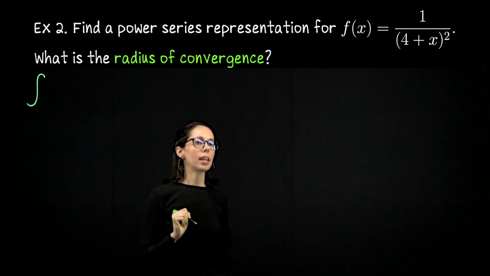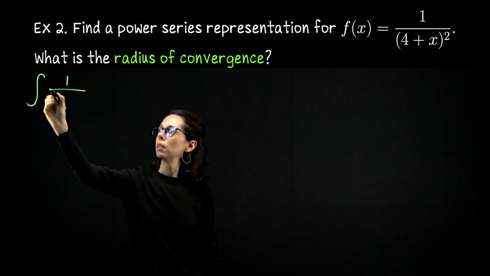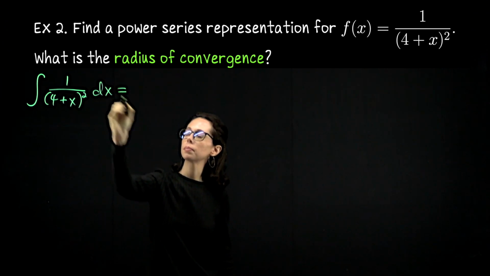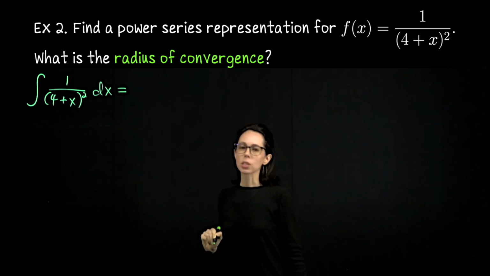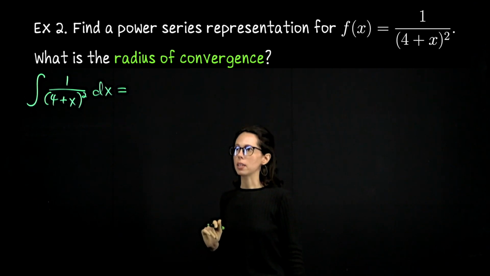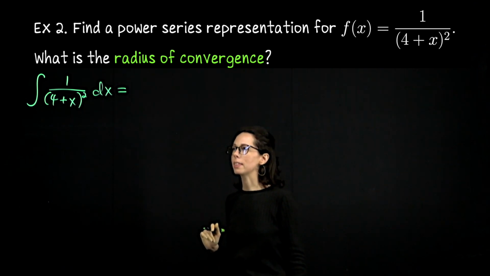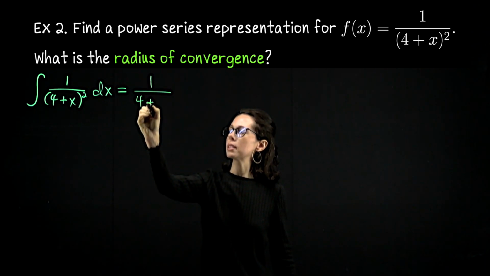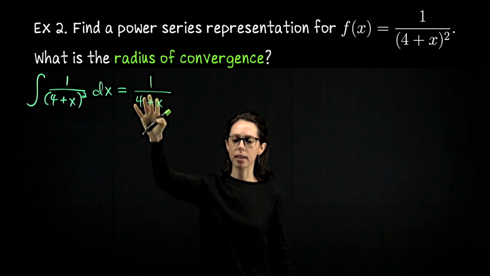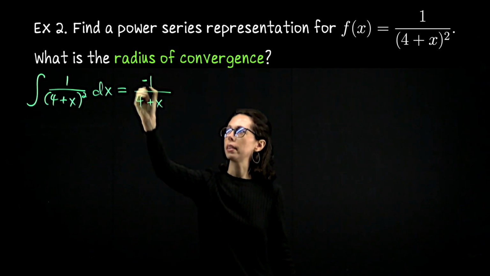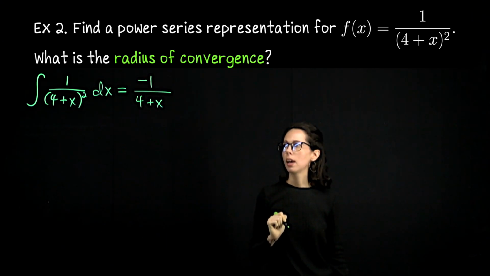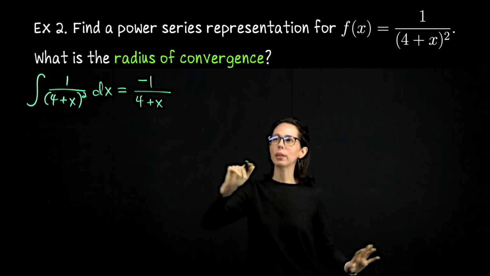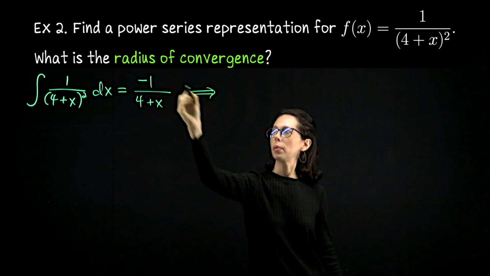Let's anti-differentiate 1 over 4 plus x squared dx. I'm just going to take a basic antiderivative here, so I'm going to omit the constant of integration and say that this has an antiderivative of negative 1 over 4 plus x. Let's see, that's 4 plus x to the negative 1, so negative 1 would drop down like that. Here I would like to focus on differentiation, and here I have anti-differentiation, so let me rewrite this. Maybe I'll do it plus c.